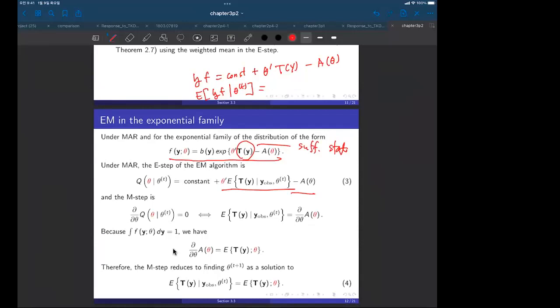And in the M step, you take the differentiation with respect to theta. That means the equation that you obtain from the M step is this equation. By the way, A is actually the cumulant function, more like a log MGF, right? You take the partial derivative with respect to theta. So this is actually the normalizing constant. Well, we can show it, I guess.